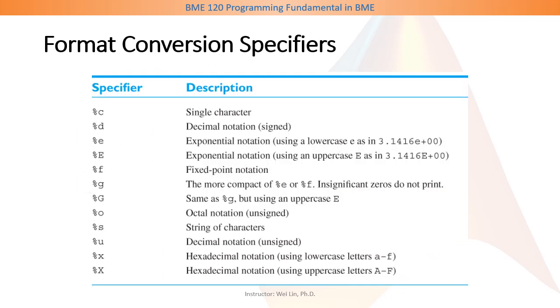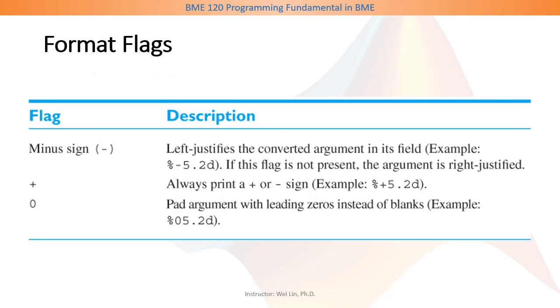This is a table of format conversion specifiers. There's no difference from the one that we learned before. This is a table of the advanced formatted flags. For example, the minus flag means left justification of the data in the field. The plus sign means that you need to add either a plus or negative sign before the value. And the zero means padding the space with leading zeros.